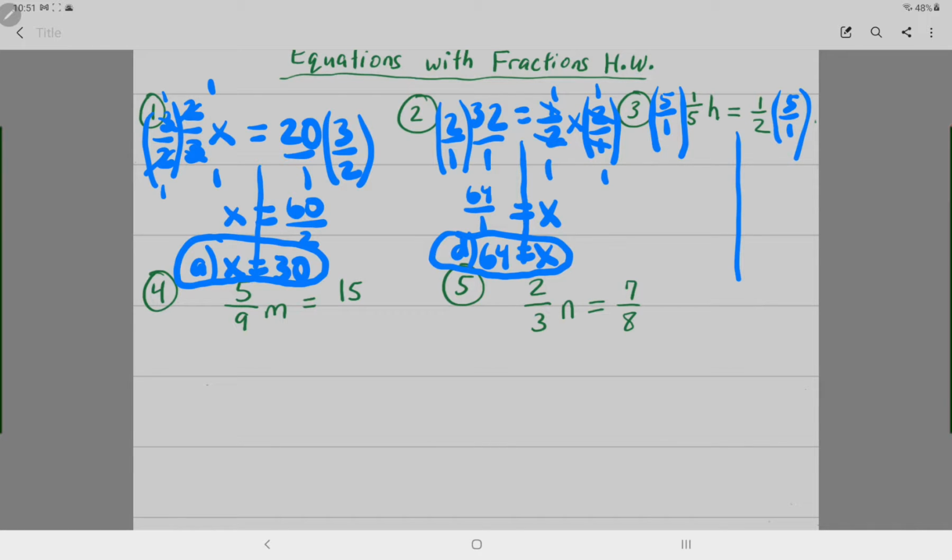Now on the left side, they cancel. 5 divided by itself is 1. 1 divided by itself is also 1. Let's bring down our h equals. Now multiply the numerators. 1 times 5 is 5. Denominators, 2 times 1 is 2. And just simplify this. So 5/2 is an improper fraction. So we know that we can make it a mixed number if we divide. 2 has to go into 5. And we're going to get h, the number of hours, equal to 2.5.